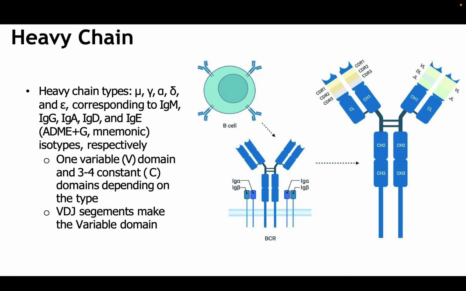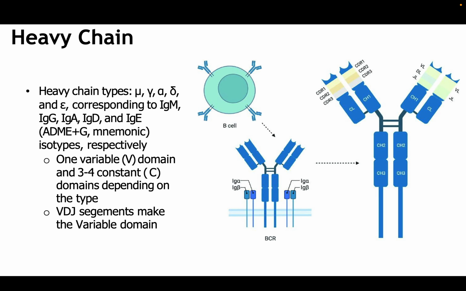So let's dissect this into smaller parts. Let's just take now the heavy chain. As I said, it has two regions, the constant region, and then you have your variable region. In your variable region, that's where you have the CDRs.